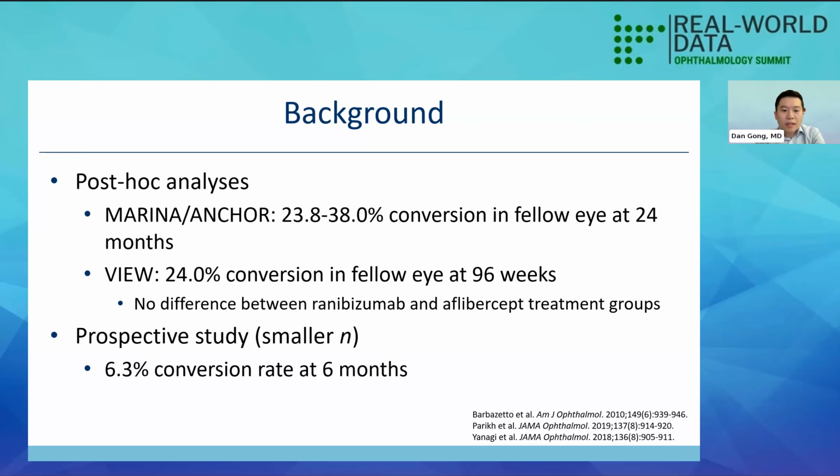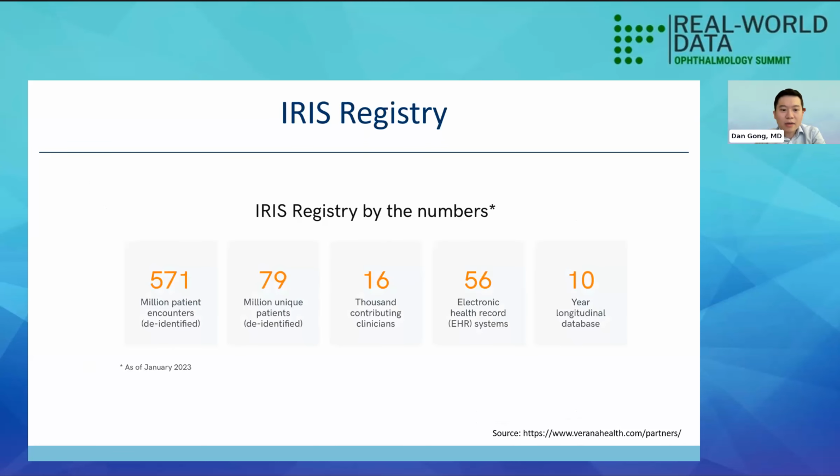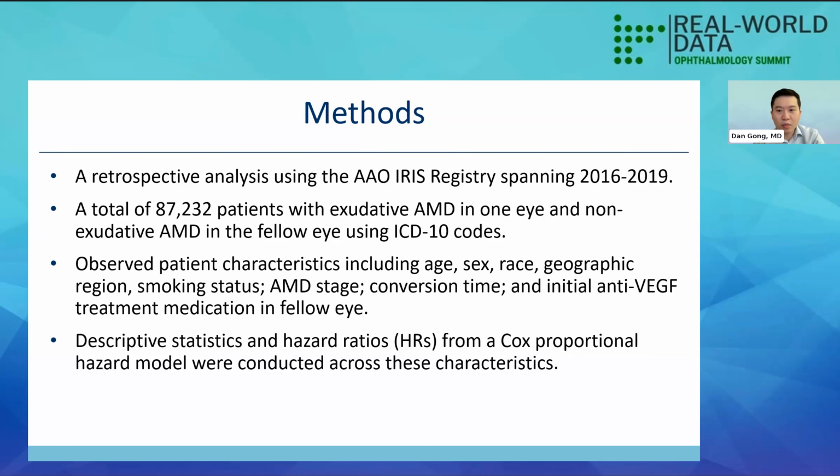And so for our study, we utilized the IRIS registry, and without going into details, obviously it's several magnitudes of order larger in terms of the number of patients that we are able to include. For this study, we looked at a 4-year time frame from 2016 to 2019, and included about 87,000 patients that were diagnosed with having unilateral exudative AMD using ICD-10 diagnosis codes.